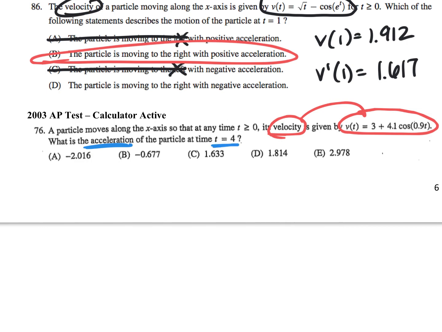With a calculator, what can I let my calculator do? Find the derivative. You guys, I just want V prime at 4. So I'm going to do that same thing on my home screen. I'm going to hit math option 8. Please calculate the derivative for me. 3 plus 4.1 cosine of 0.9x when x is 4.